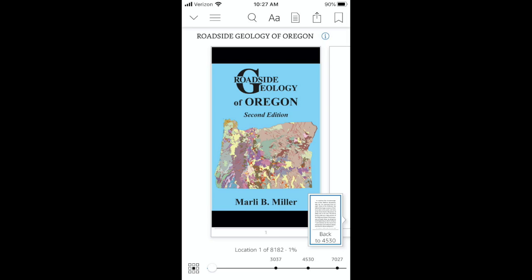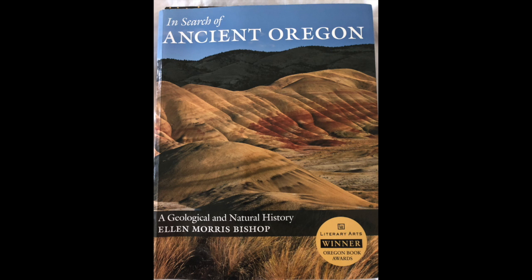This is about the Wallowa Terrane in eastern Oregon. Well, first off, let me acknowledge a couple sources for this project. The first was a Roadside Geology of Oregon book by Marley Miller, and the second was a book In Search of Ancient Oregon by Ellen Morris Bishop.